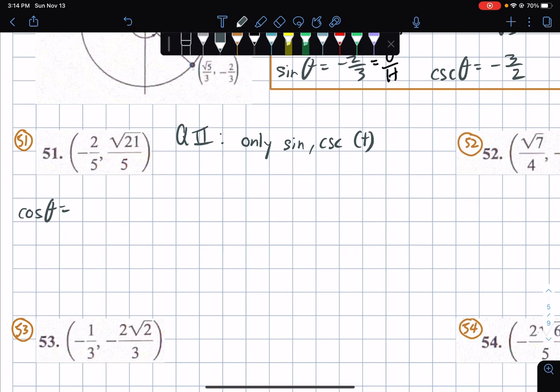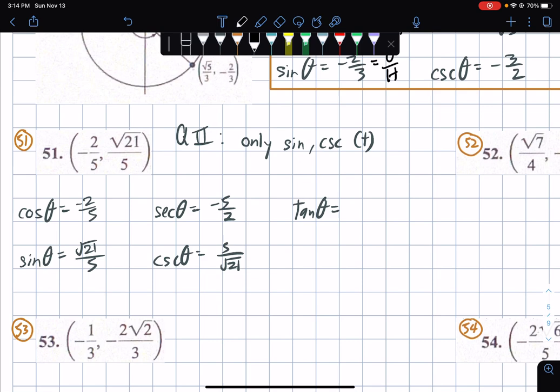cosine theta is negative 2 over 5. Sine theta is equal to square root of 21 over 5. Secant theta is negative 5 over 2. Cosecant theta is equal to 5 over square root of 21. And so tangent theta is equal to square root of 21 over negative 2. And cotangent is negative 2 over square root of 21. These are the answers.